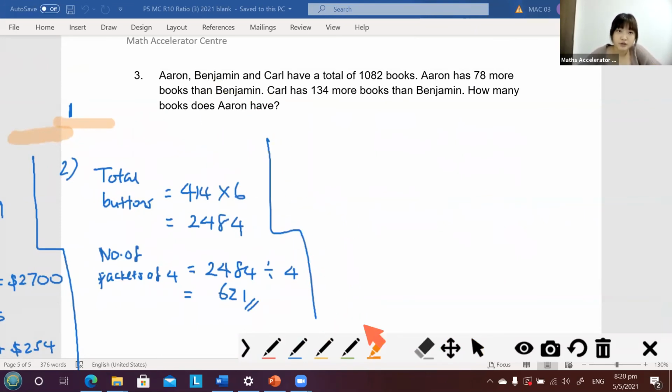Okay, let's read the question. Aaron, Benjamin, and Carl have a total of 1082 books. Aaron has 78 more books than Benjamin, and Carl has 134 more books than Benjamin. How many books does Aaron have? You can see that Benjamin is being repeated twice here. A lot of words. Let's draw a model so that we can visualize the question better. So let's start with Aaron being 78 more than Benjamin.